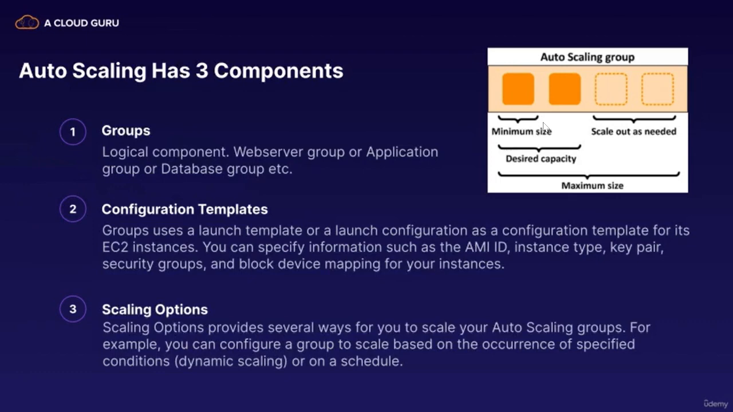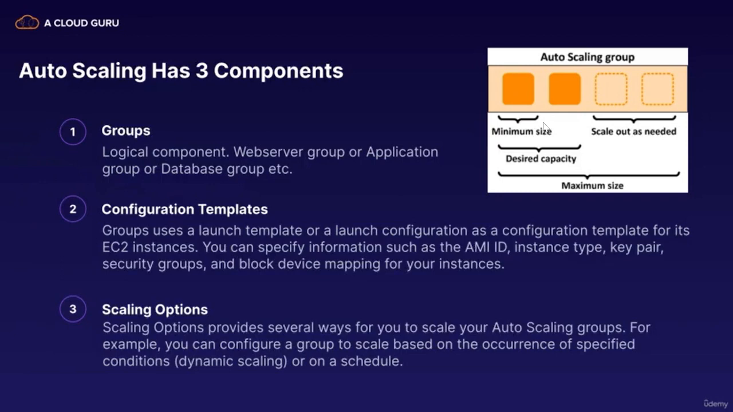So autoscaling consists of 3 different components. We have groups, configuration templates, and then our different scaling options. So groups are just logical components. You might have your web server group or your application group or your database group. It's just a logical component where you're going to put your EC2 instances in.